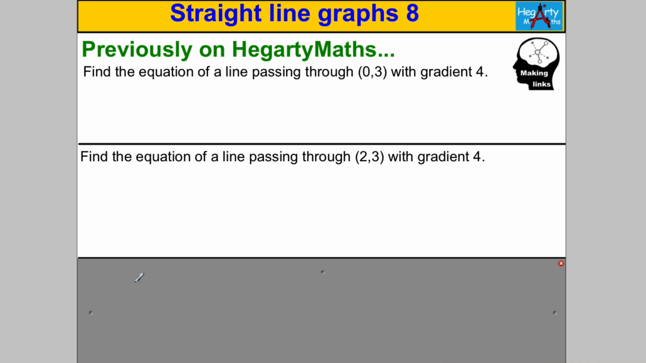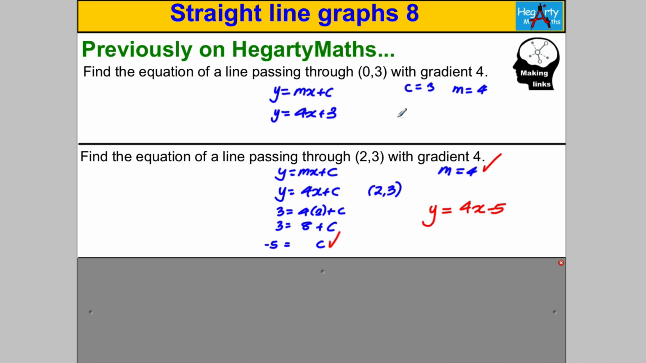Next thing, these are the questions we have done so far in straight line graphs 7 and straight line graphs 6. We were able to find the equation of a line passing through 0, 3 and gradient 4, and find the equation of a line passing through 2, 3 with gradient 4. Pause the video and double check you can remember how to do both of those for me, please. Okay, hopefully you got the following. The first case was really easy. If you're told it passes through 0, 3, you know that the y-intercept is 3, so c is 3. You've got the gradient, and you can just substitute into y equals mx plus c.